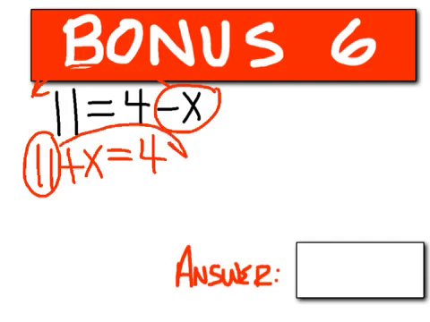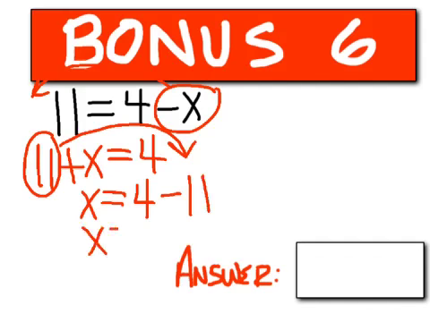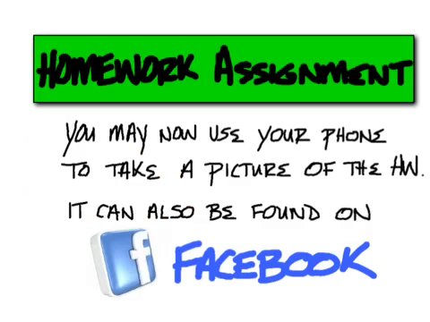Next we want to move our 11 to the right side. That's going to be x is equal to 4 minus 11. Remember, when we move it, it's going to be negative. So that's going to give you a negative 7.